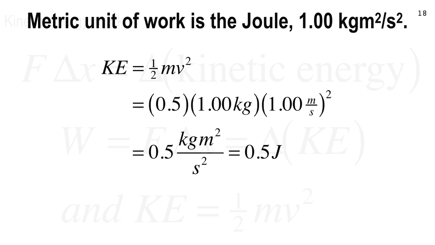So, the metric unit of work. Work is the change in the kinetic energy. The metric unit is the joule, and it's the same as 1.00 kilogram meters squared per second squared, in fundamental units: kilograms, meters, and seconds.